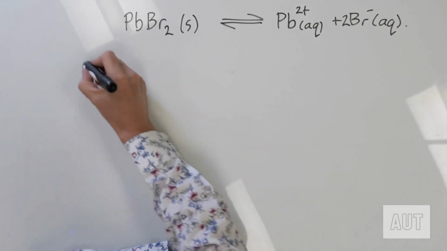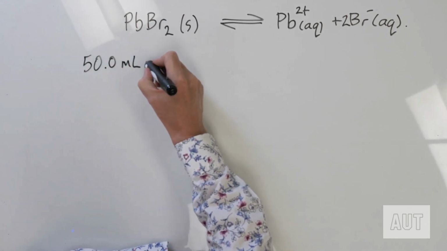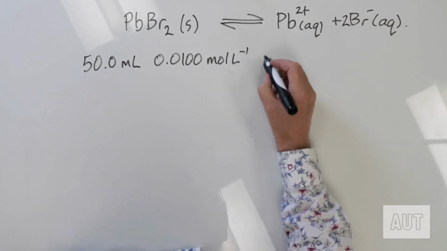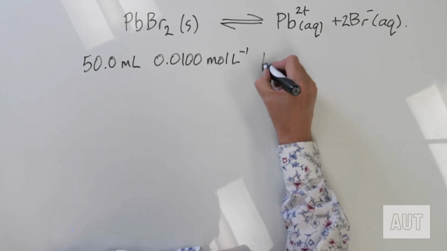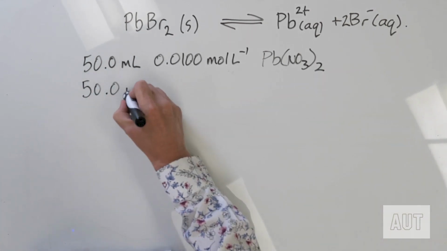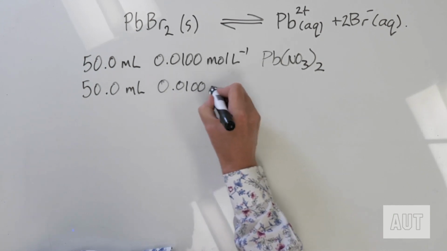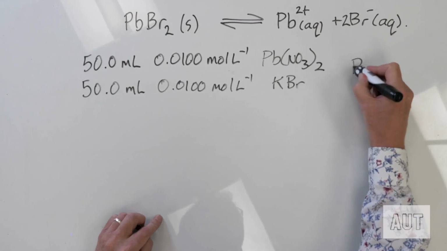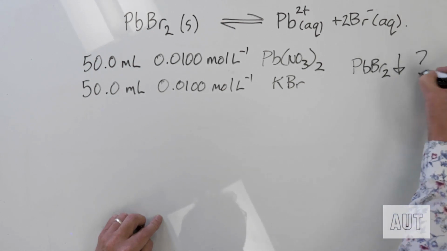Let's say we've got 50.0 mL of 0.01 mole per litre lead nitrate, Pb(NO3)2, and 50.0 mL of 0.01 mole per litre KBr solution. Both of those salts are very soluble, so we can make up these concentrations. They are both fully soluble, clear, colourless solutions. When we mix them, do we then get a precipitate of lead bromide? That's the question. In other words, does PbBr2 precipitate?